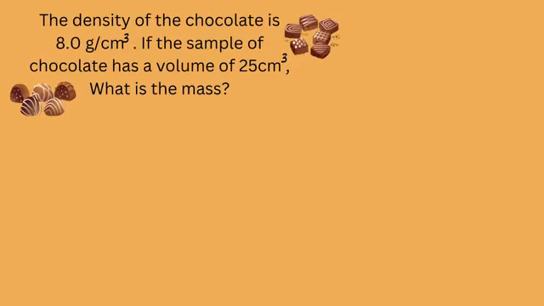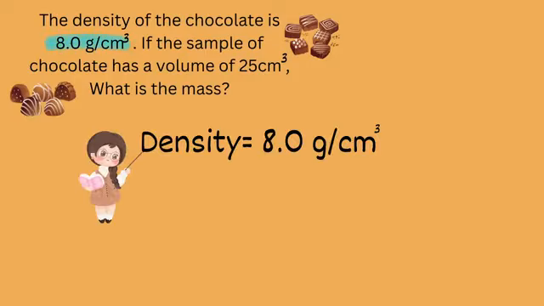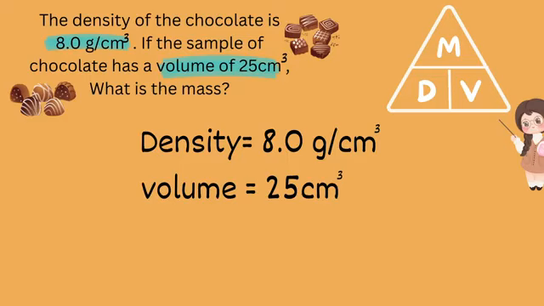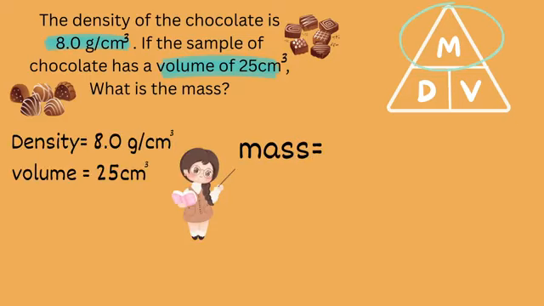The density of the chocolate is 8 grams over centimeter cube. If the sample of chocolate has a volume of 25 centimeters cube, what is the mass? Here we're given the density and the volume, and all that's missing is the mass. If we look at our pyramid, it tells us to find mass, we need to multiply density times the volume.